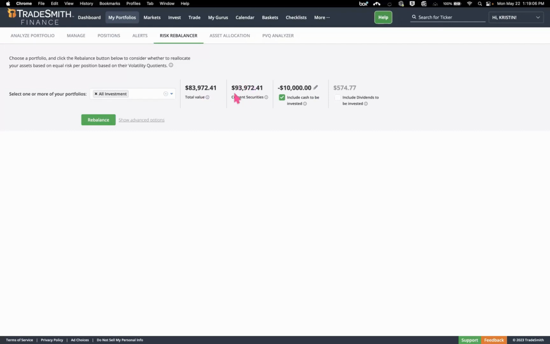I'm minusing 10,000 because I want to take it out of here. And it changed it by 10,000. So that's if you don't have any cash and you want to take from your current securities. And you can see it's approximately 84,000.